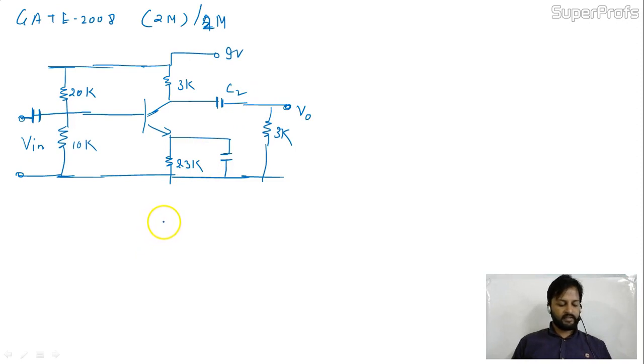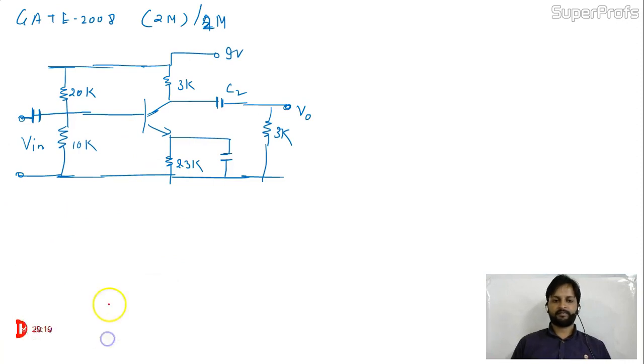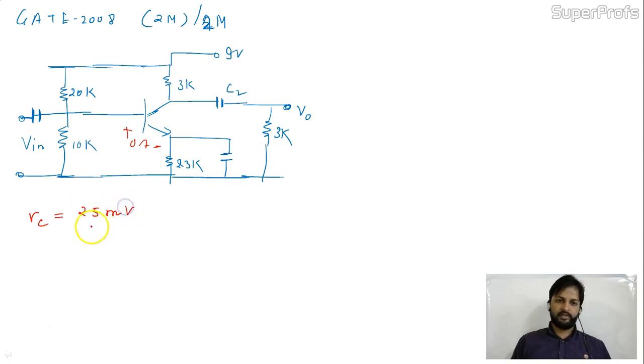In the following transistor circuit, VBE equal to 0.7. The voltage drop is given over here between base and emitter, 0.7. RE is given as 25 millivolt divided by IE. They have given RE in this format. And beta and all the capacitors are very large. Beta is very large. These things are given in the question.